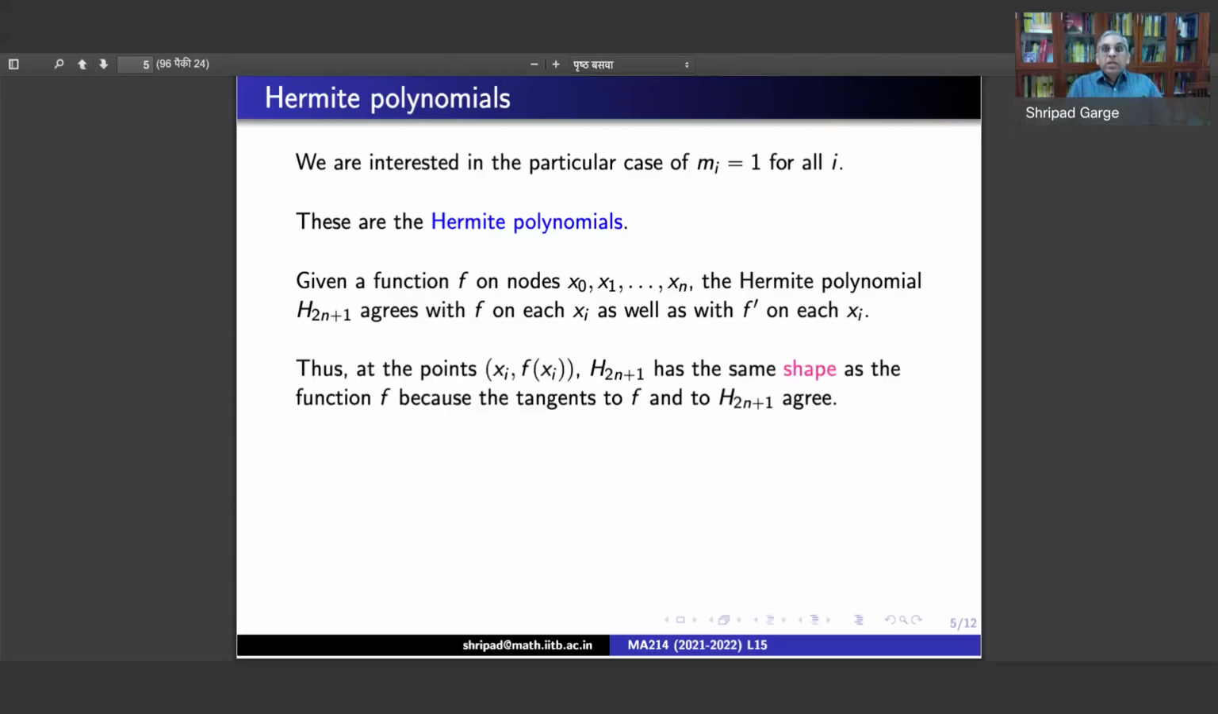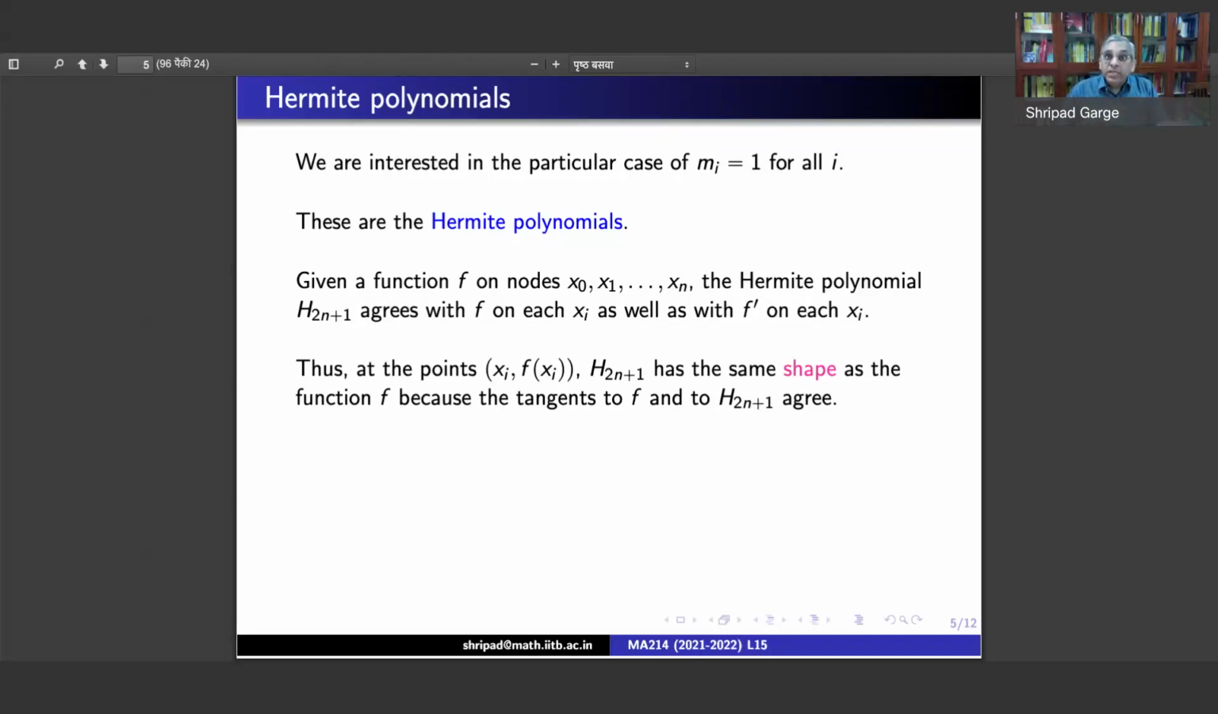All right. So moreover, whenever you are looking at the graph of the function, then at those points x0 up to xn, the shape of the graph of the function and the shape of the graph of the Hermite polynomial are going to be the same. Because not just that the function values are the same, the tangents are also the same.